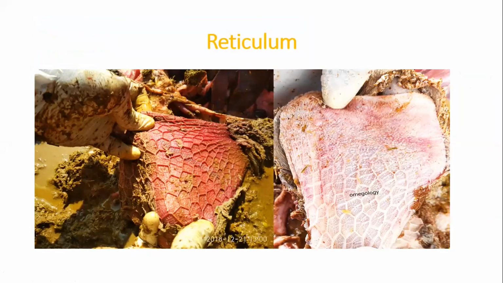Then this is the reticulum. After the rumen we should go for the reticulum. See the mucosa of the reticulum: sometimes you will get severe inflammation, sometimes there is no inflammation. Likewise here there is no inflammation, but here you can see there is an initiation of inflammation. The honeycomb-like structure sometimes shows hemorrhages, sometimes shows a diffuse type of inflammatory reaction. Like this, here you can see the diffuse inflammatory reactions.